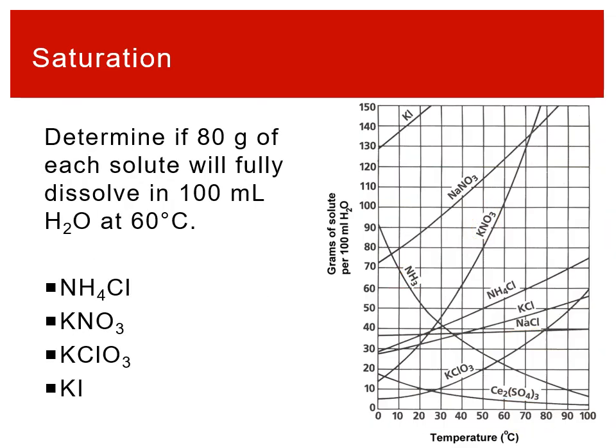So we want to be able to use one of these graphs to predict or figure out solubility. Determine if 80 grams of each solute will fully dissolve in 100 milliliters of water at 60 degrees Celsius. Okay, so I've got ammonium chloride, potassium nitrate, potassium chlorate, and potassium iodide.